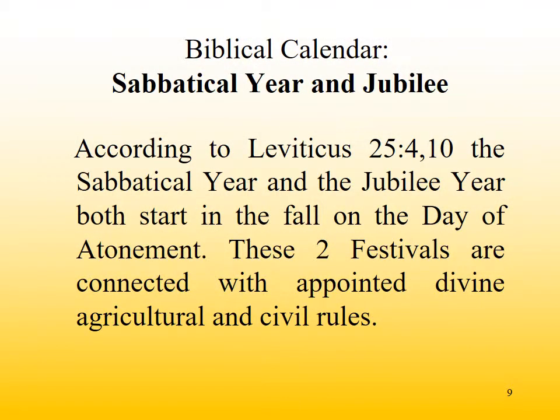The biblical calendar and the sabbatical year and jubilee. According to Leviticus chapter 25, verses 4 and 10, the sabbatical year and the jubilee year both start in the fall on the Day of Atonement. These 2 festivals are connected with appointed divine agricultural and civil rules.